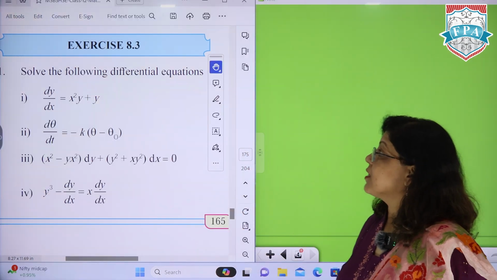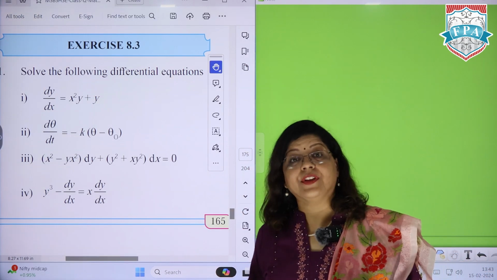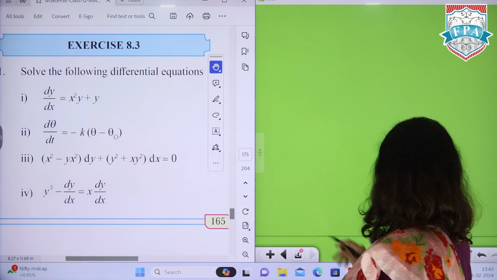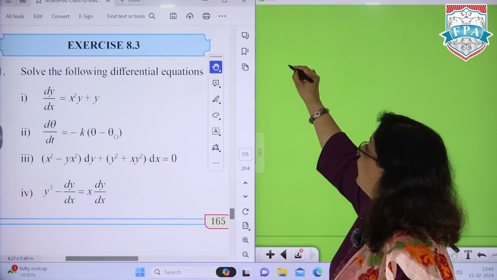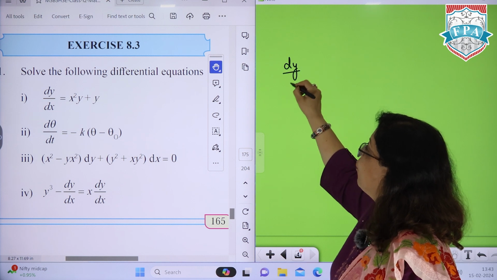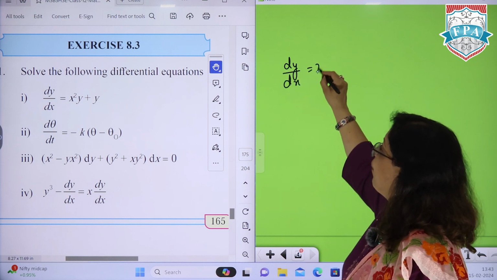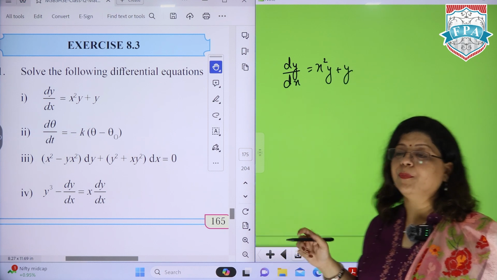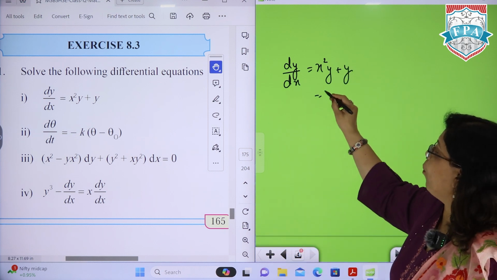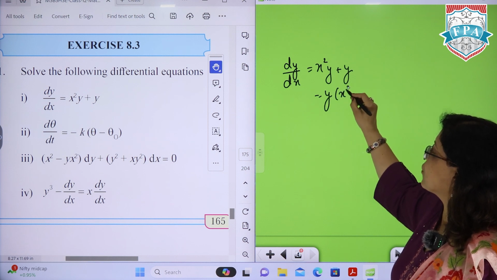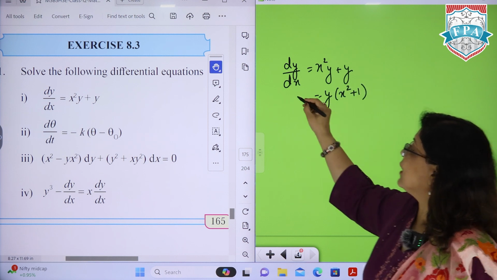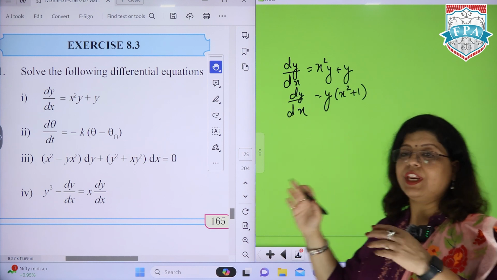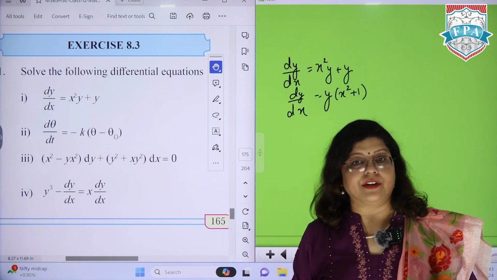Now let's take exercise 8.3 to solve the differential equation. Now when we take the first question, you can see that for the first question, dy by dx is equal to x square y plus y. I have written the question over here for your better understanding. Now here we can take y common and write it as x square plus 1, and this is dy by dx. So in this one you can see the variables can be easily separated.